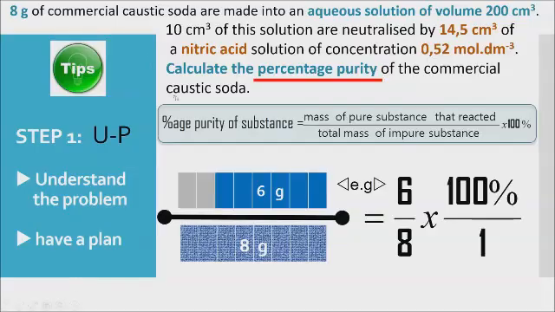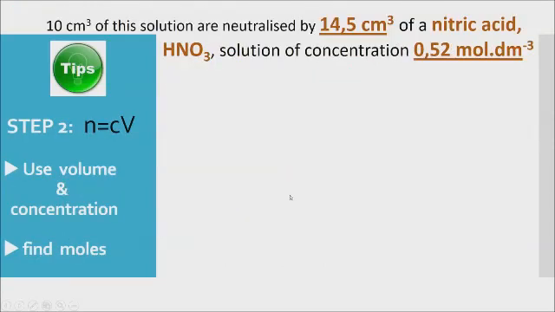Step 1 again, make your plan. Make your plan quickly. Understand the problem and have a plan. And this is my plan. I'm going to find out how much pure sodium hydroxide is there, and I'm going to use a standard solution for that. So let's go to the second step.